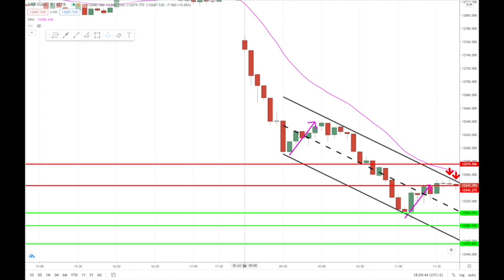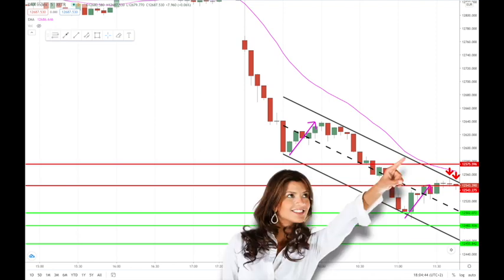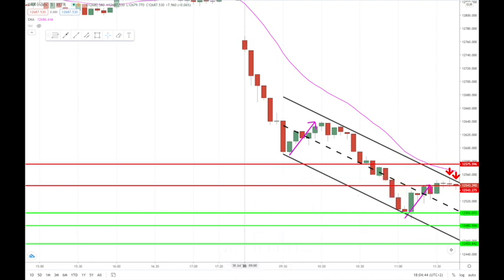So I'm gonna take the low right here and the low right there. I'm gonna connect those two, and then I'm gonna drag a parallel line to get an idea of where the bear trend line could be. And that's up here. Furthermore, we're trading below the EMA.